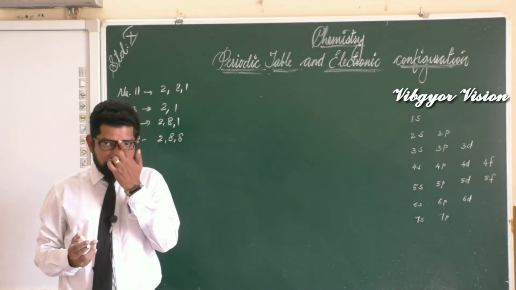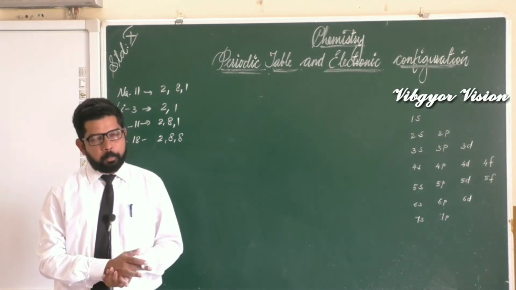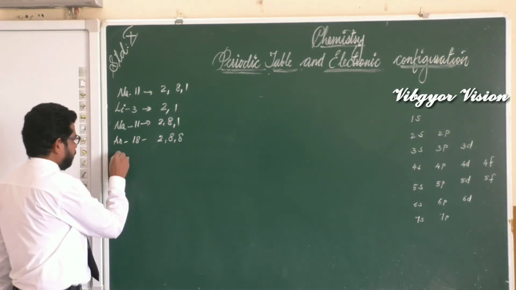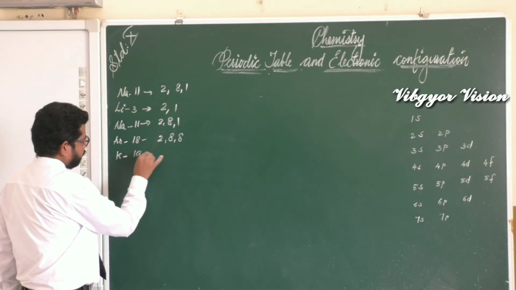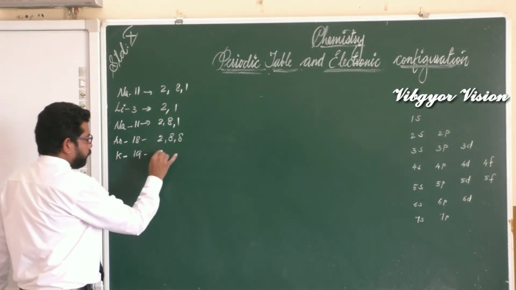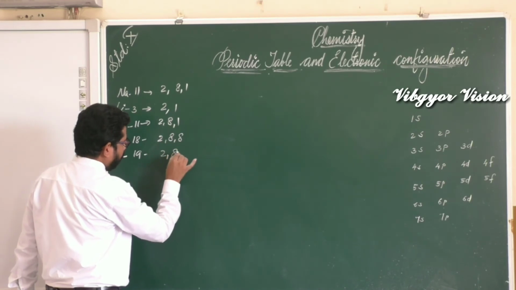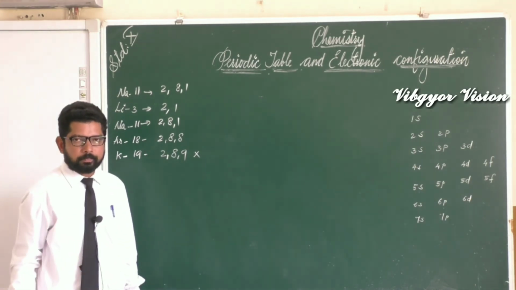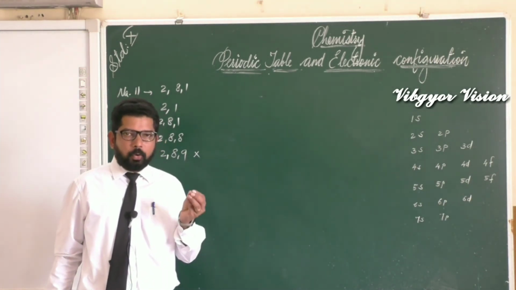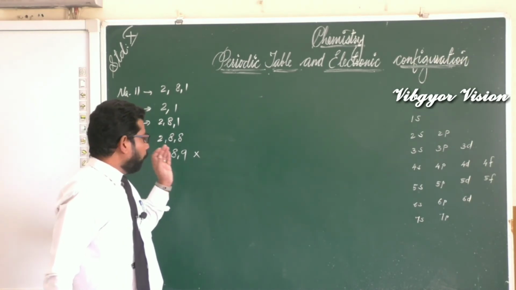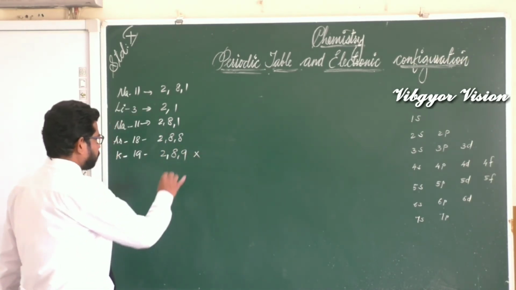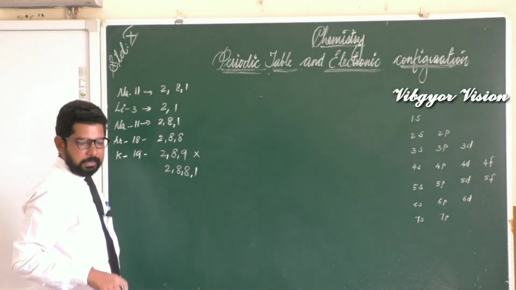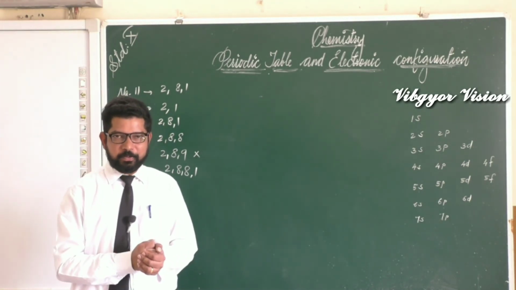Now I'm asking you to write the electronic configuration of potassium. What is the atomic number of potassium? The atomic number of potassium is 19. So what will be its electronic configuration? You may write the electronic configuration of potassium as 2, 8, 9. It is wrong. The correct electronic configuration of potassium is 2, 8, 8, 1. There will be a lot of confusion in you.